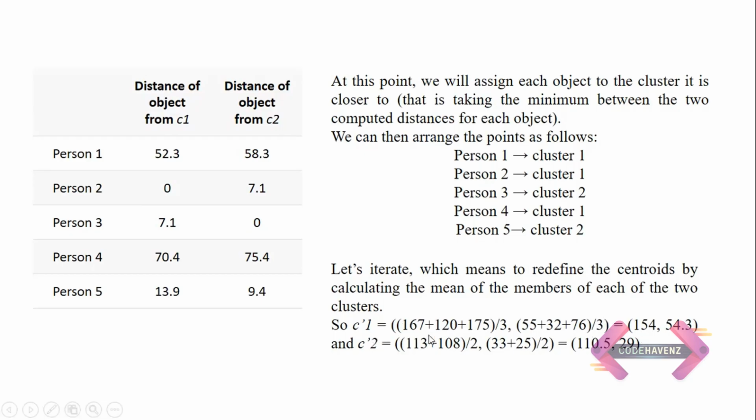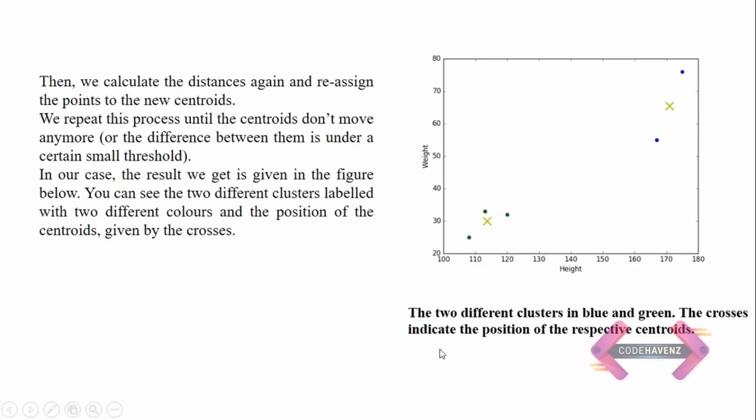In this way, I have calculated cluster centroid 1 and cluster centroid 2. After that, again, we have calculated the distance and reassigned the cluster points to the two new cluster centroids. In this way, the process goes on again and again until, between the previous iteration and the next iteration, the cluster centroid positions are the same.